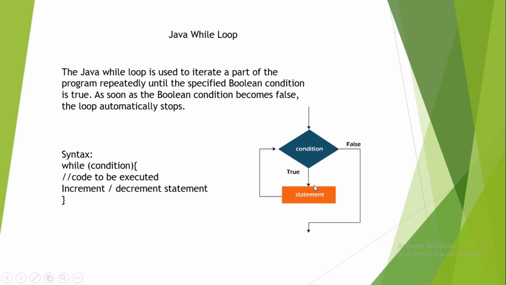So if you see the flow diagram, first it will check the condition. If the condition is satisfied, then the statements given in the while block will be executed. If it is false, it will come out of the loop.